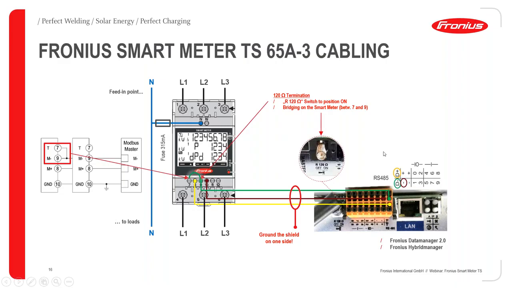And when we come to the 120 ohm resistor, it's below the antenna of the SnAP inverter. Below the antenna, we have this little DIP switch. It's a white DIP switch here, which we need to set to the position on to activate it. But in all the other respects, it's the same as on the Gen24 inverter.